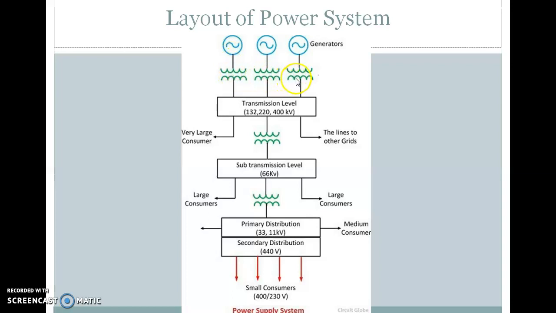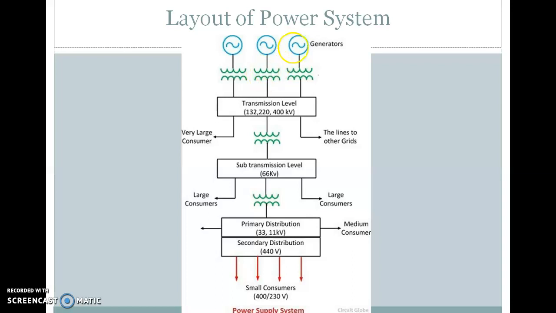Okay, so this green winding indicates the transformer. This transformer is located very near to the generating station. Actually, this is a step up transformer because we generate the electricity at 11 kV, and the next step is to transmit this electrical energy.